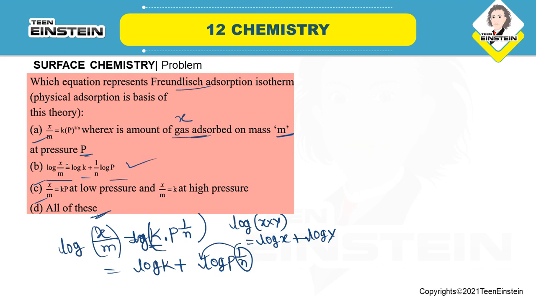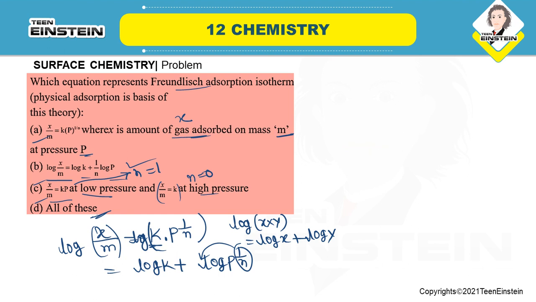Now the third one, the equation is reduced to x by m equal to k into p, as if n value is 1. Okay, and another equation, this is at low pressure. At high pressure, now it is very simple, x by m is equal to k. That means it is not dependent on the value of pressure when it is high. That means here n is 0, slope is 0. Okay, so is it correct?